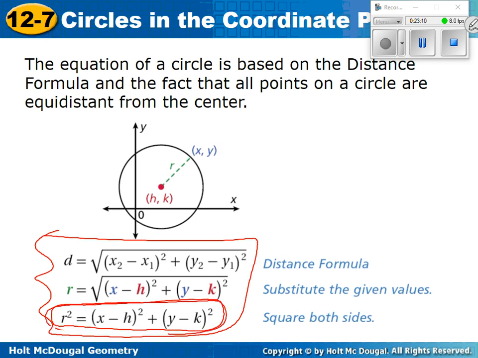So what I want you to know, and you can add this to your theorem page if you want to. This is a formula you are going to have memorized for the test. So you could call this number 17 if you want to. I'm going to write it on the board over here. Number 17. You need to know the standard form of the equation of a circle.